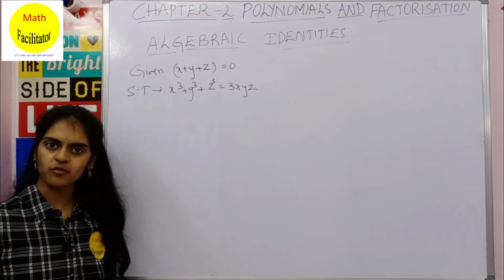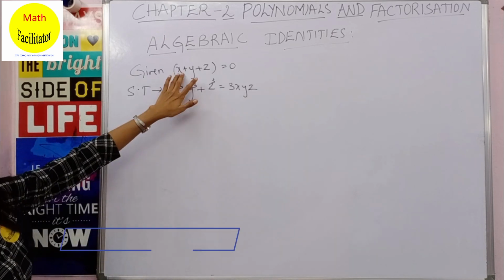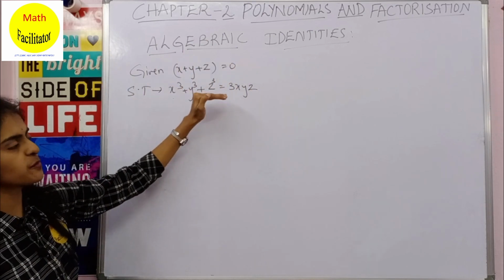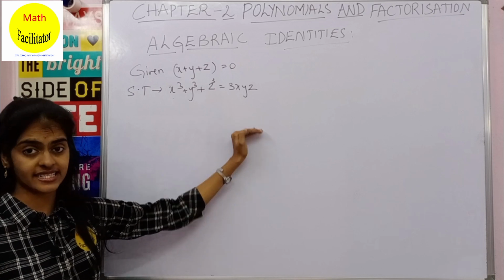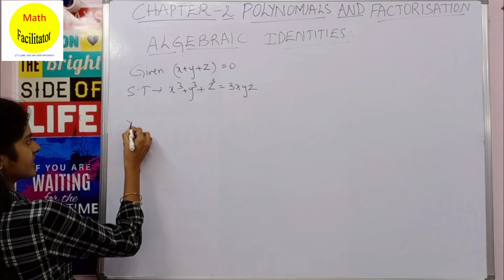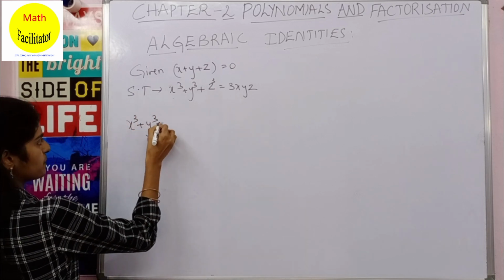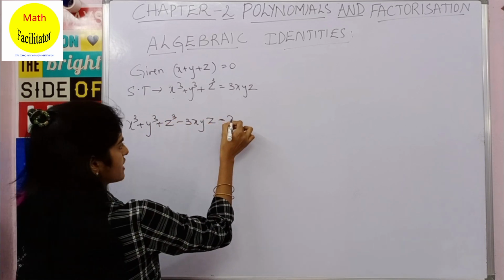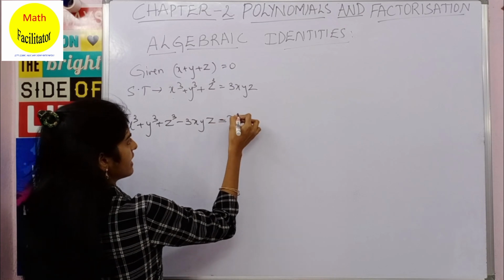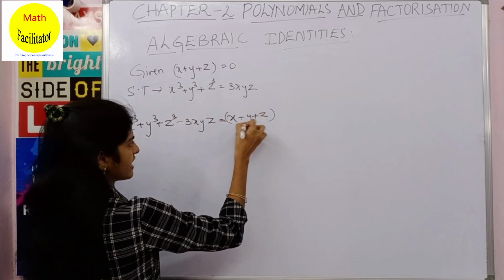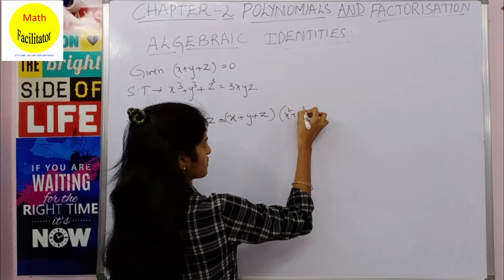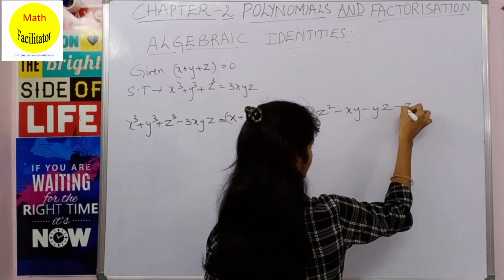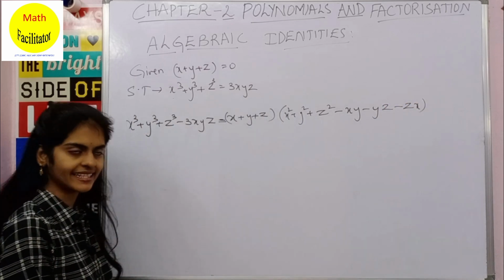Now moving on to the next model of question. It is given that x plus y plus z is 0, and you have to show that x cube plus y cube plus z cube is 3xyz. We have learned the identity x cube plus y cube plus z cube minus 3xyz is nothing but x plus y plus z into x square plus y square plus z square minus xy minus yz minus zx. This is the identity we learned.